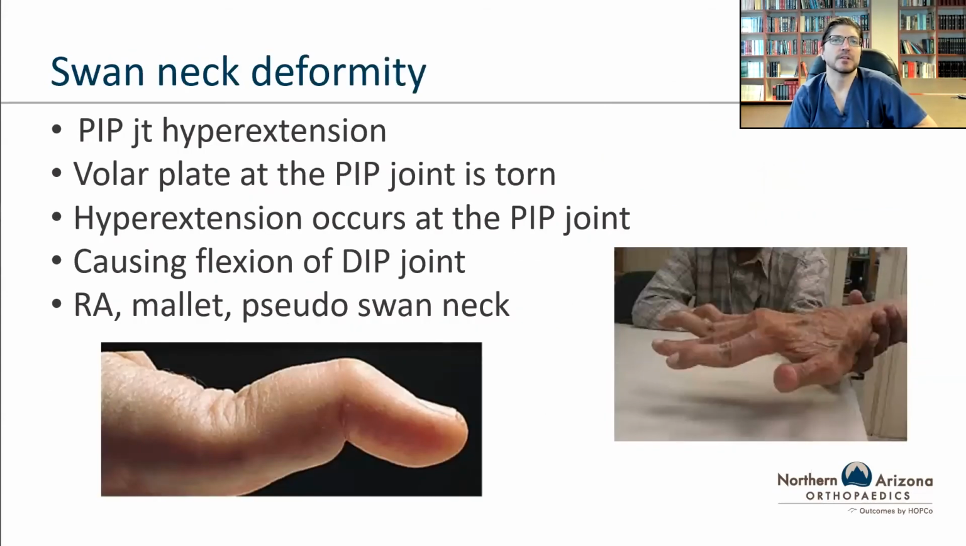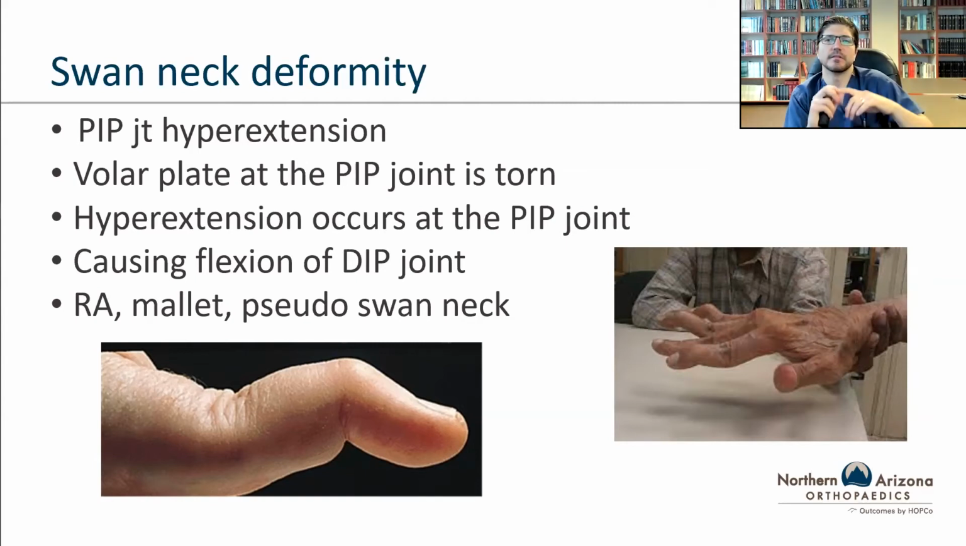A swan neck deformity is almost the opposite of the boutonniere, and this is shown in the picture on the left, with hyperextension of the proximal interphalangeal joint. And this occurs due to a rupture of one of the ligamentous and capsular structures in the front of the finger, called the volar plate.